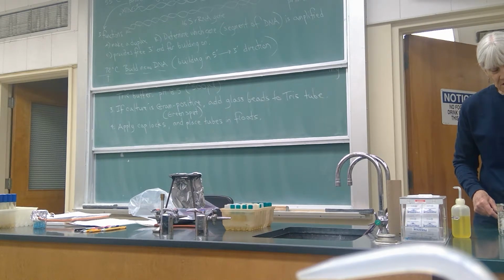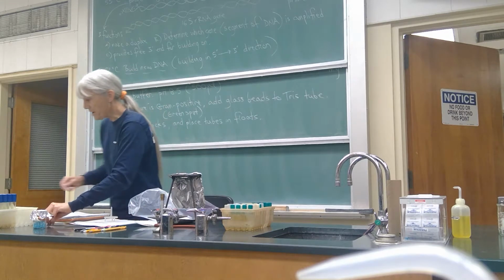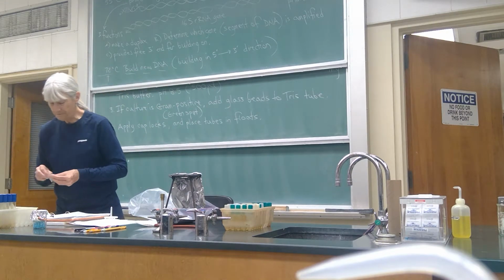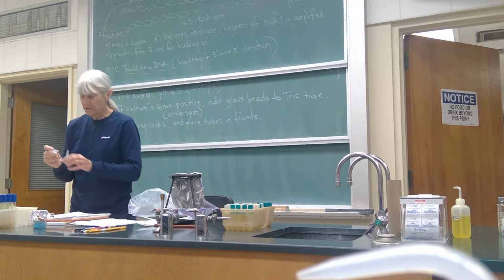You want to fill your beaker probably about 2/3 full. You're going to have your water boiling. You're going to put your tube with the cap lock on into this float so that the bottom part of the tube is hanging out the bottom. So they sit in here like so.